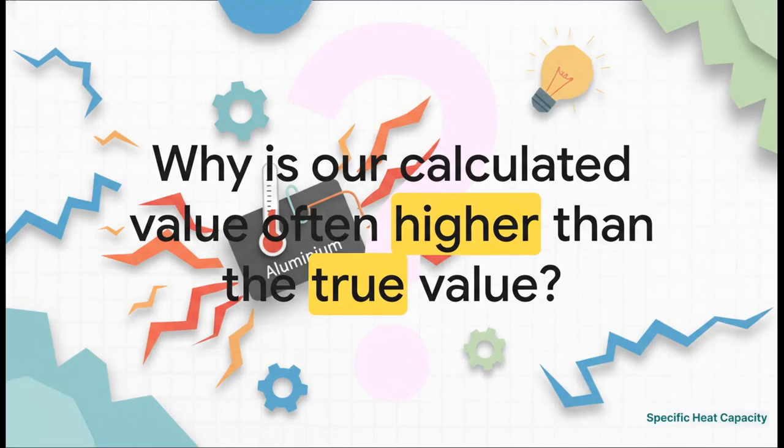Okay, here's a classic exam question, and it's a bit of a brain teaser, so listen closely. In a real experiment, the value you calculate for C is often higher than the true, scientifically accepted value. So, why? Why would your result be too big? The clue is to think carefully about where all that energy you supplied is actually going.